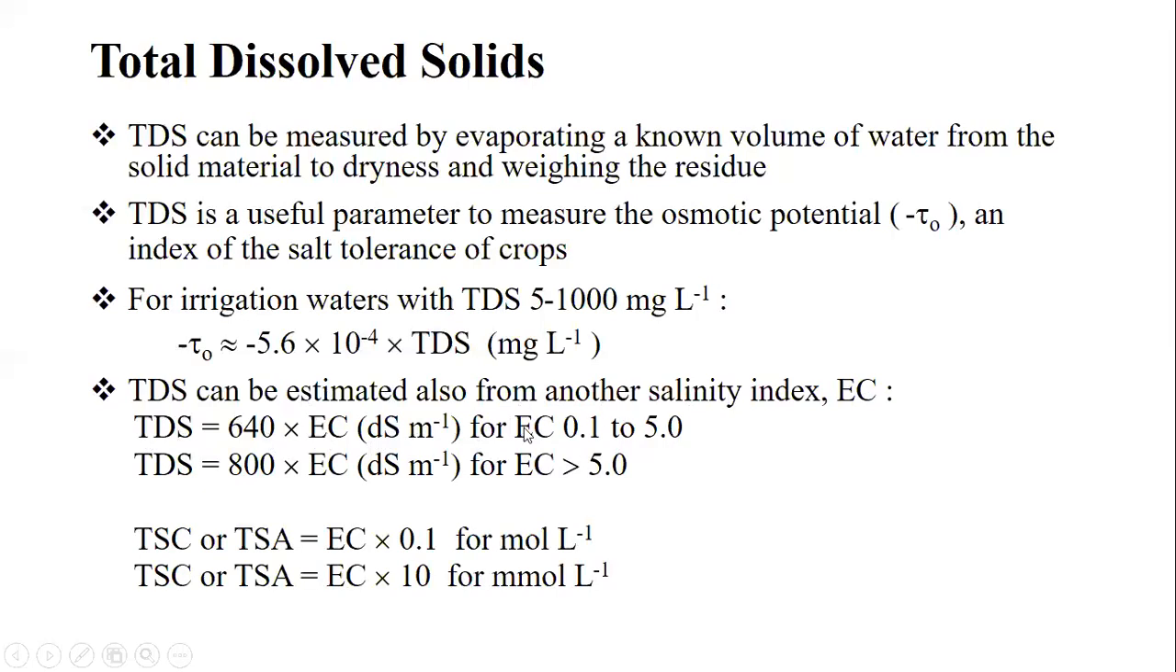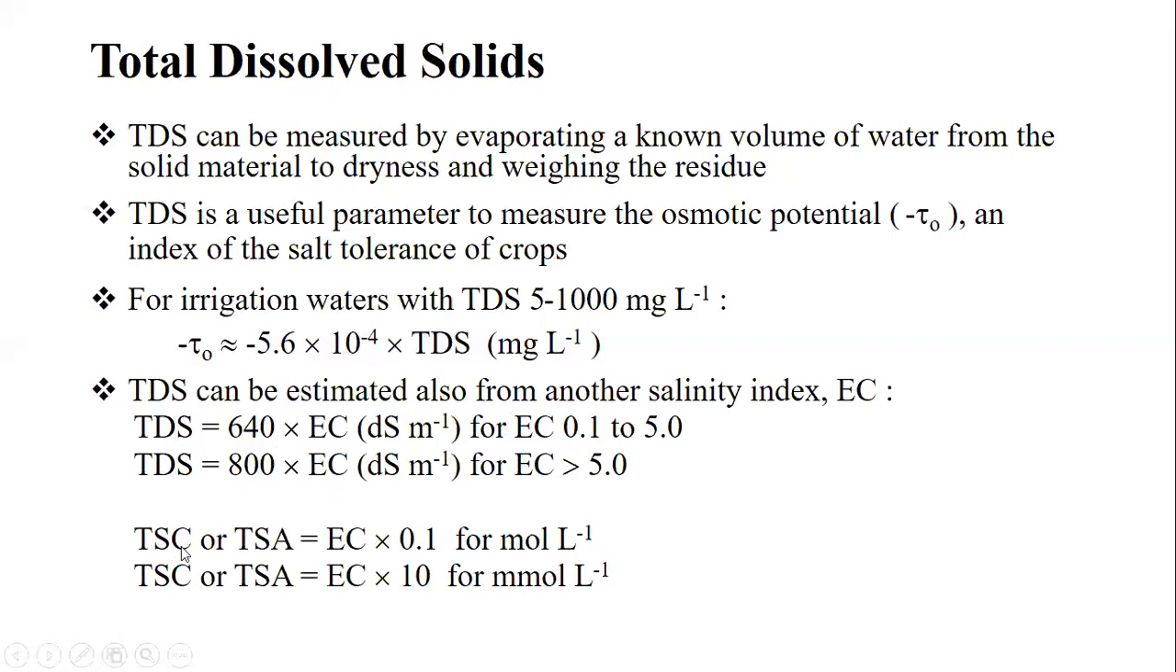If the range of EC, whether it's for irrigation water or a salt solution that you extracted from the soil, is in the range of 0.1 to 5 Siemens per meter, you can multiply the number you obtain by 640 and you obtain TDS. Now, if the EC is greater than 5, you multiply the EC you obtain by 800 to get the TDS. So there are different factors for different ranges.